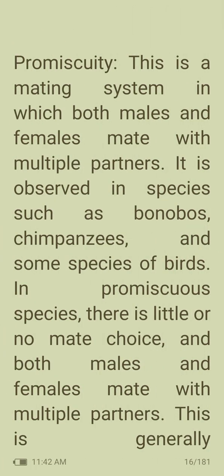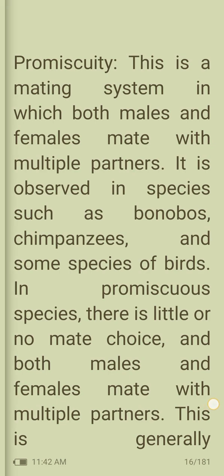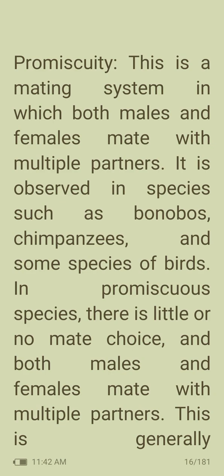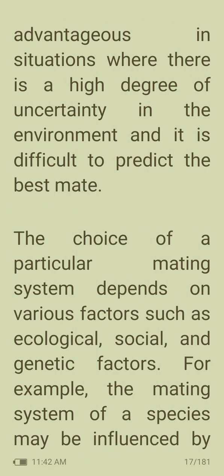Promiscuity. This is a mating system in which both males and females mate with multiple partners. It is observed in species such as baboons, chimpanzees, and some species of birds. In promiscuous species, there is little or no mate choice, and both males and females mate with multiple partners. This is generally advantageous in situations where there is a high degree of uncertainty in the environment, and it's difficult to predict the best mate.